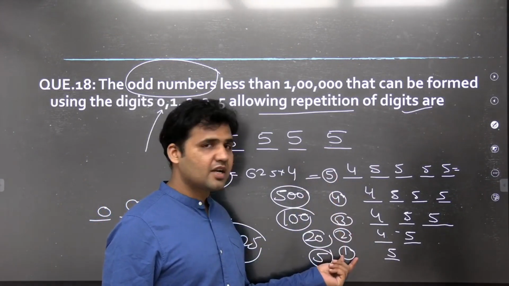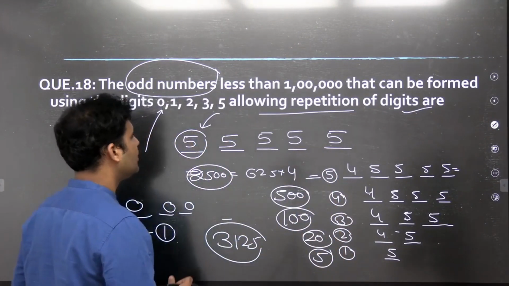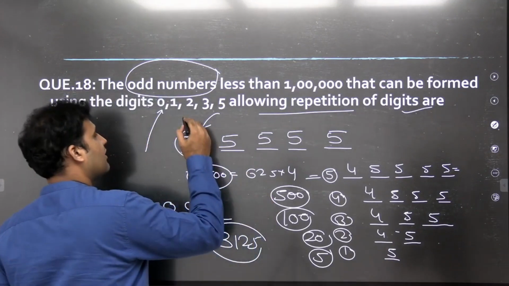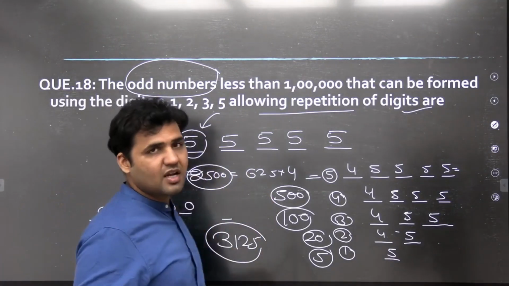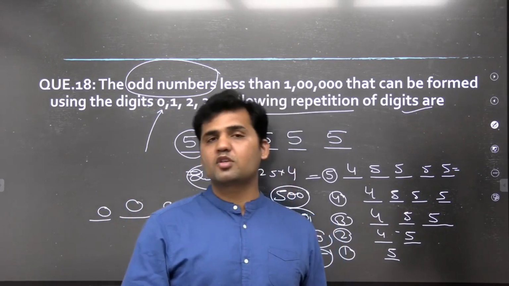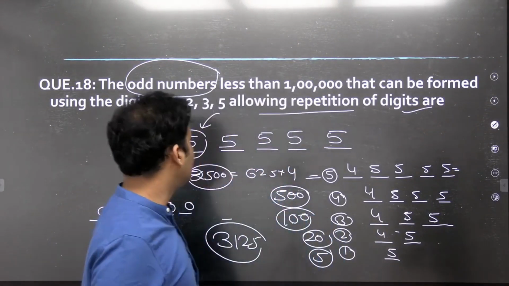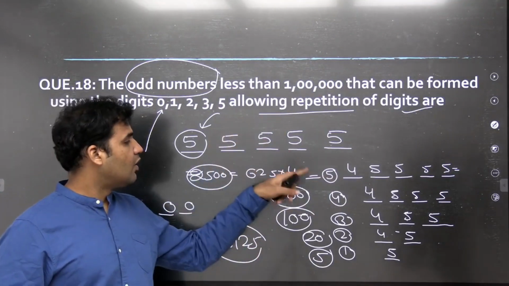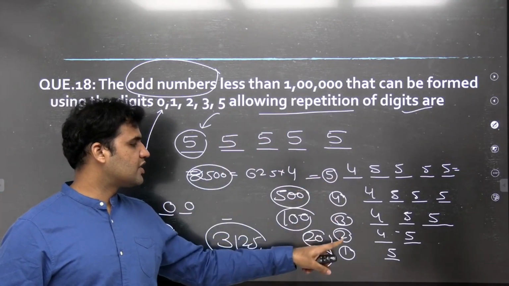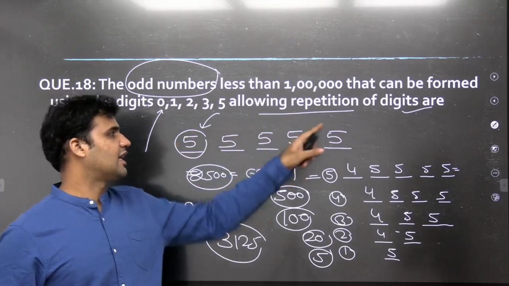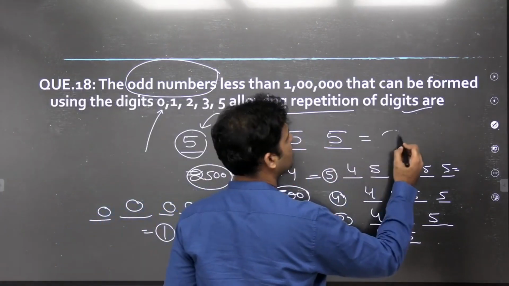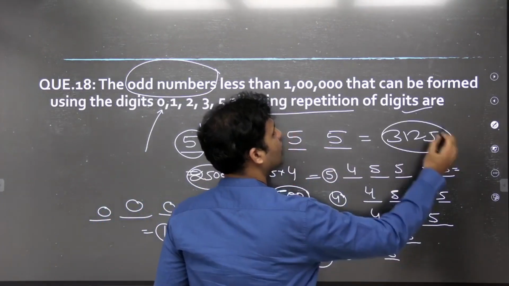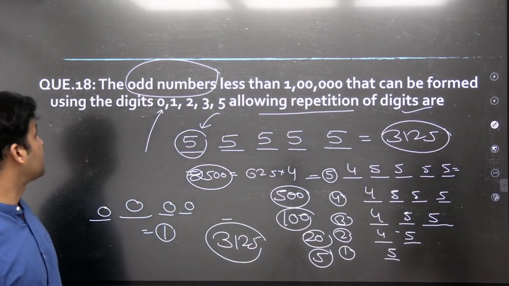3 digit, 2 digit and 1 digit number, or you can straight away use this condition: because the number of digits is not fixed, that means 0 can also be placed at the first position. So this will automatically cover all the remaining cases. This will automatically cover all the 5 digit, 4 digit, 3 digit, 2 digit and 1 digit numbers in its calculation. This is also equal to 3125. Both are the correct way to approach this question, guys.